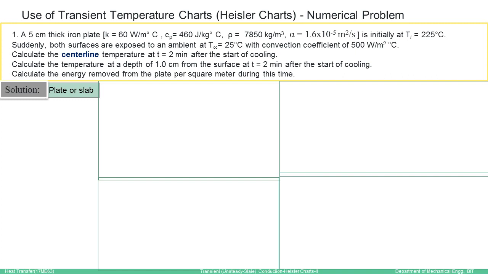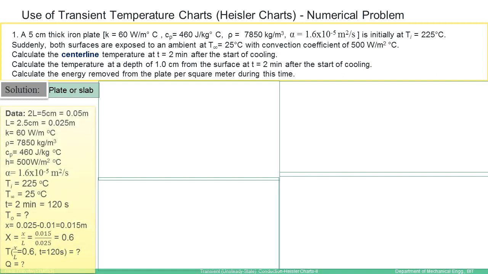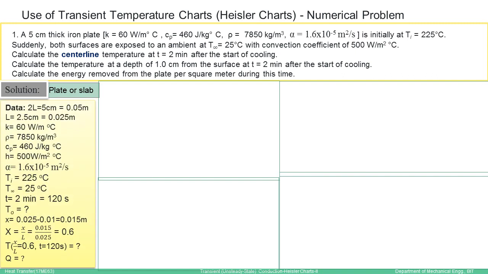It's a problem on a slab or a plate. Thickness 2L is equal to 5 centimeter, expressed in meters, that is 0.05 meter. So L is 0.025 meter. Properties are listed out. Initial temperature is 225 degree Celsius. Ambient fluid temperature is 25 degree Celsius. Time 2 minutes or 120 seconds.